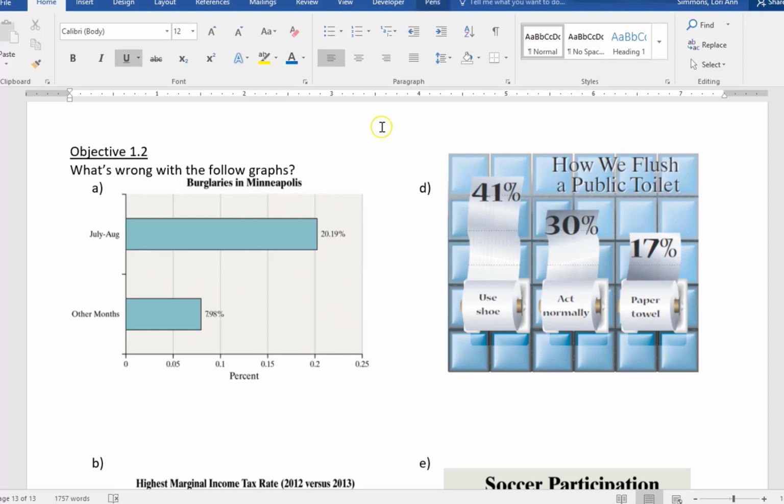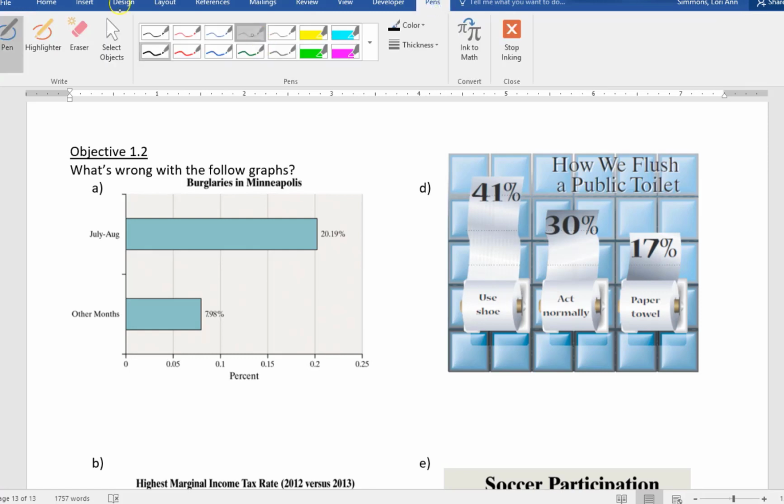Okay, what I'm noticing right away, we have July through August and the other months. This is 2 months and that's 10 months. So first, the scales are not correct. And then down here, I'm noticing percent. These are in percents. These are decimal. So that is off as well.